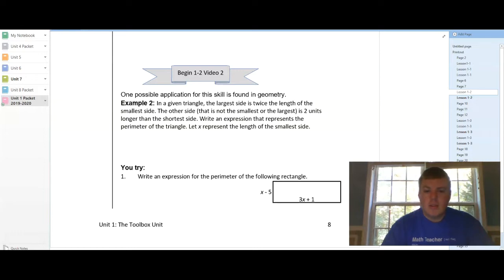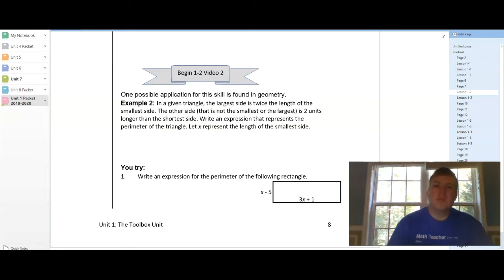So in a given triangle, the largest side is twice the length of the smallest side. The other side, that is not the smallest or the largest, so that's going to be the middle side, is 2 units longer than the shortest side. We want to write an expression that represents the perimeter of the triangle, and we want to let x represent the length of the smallest side.